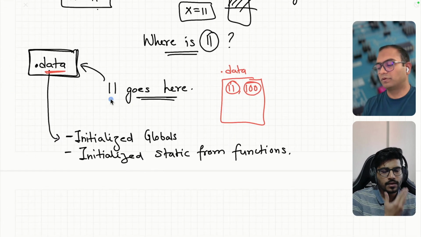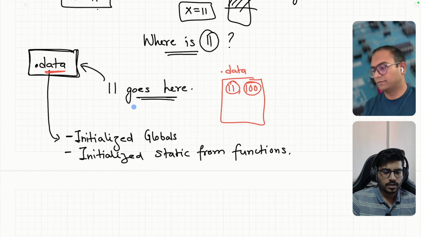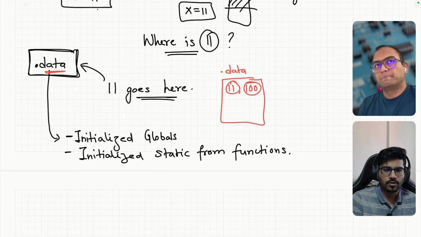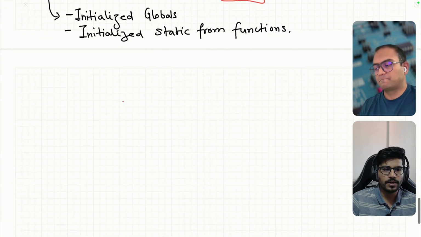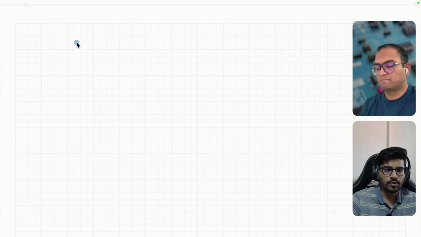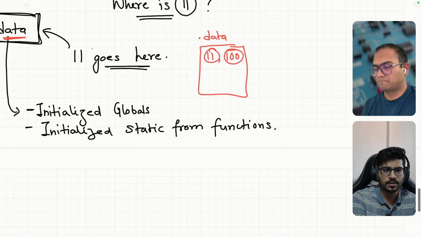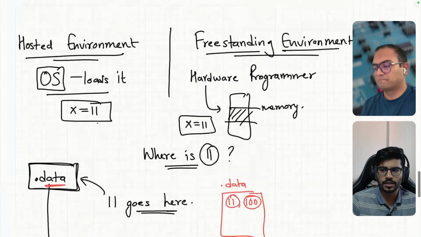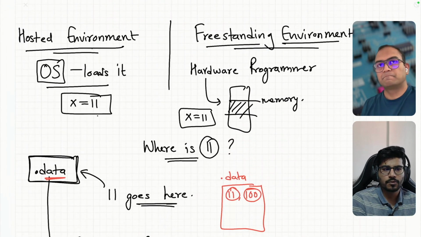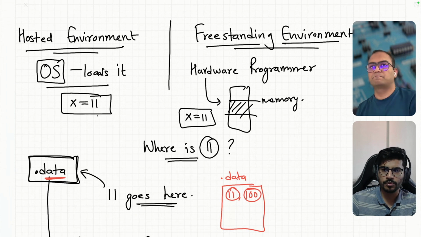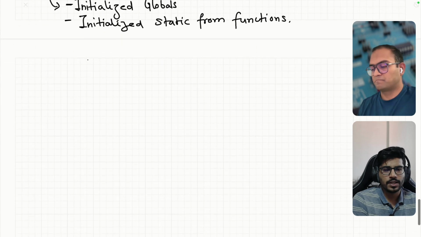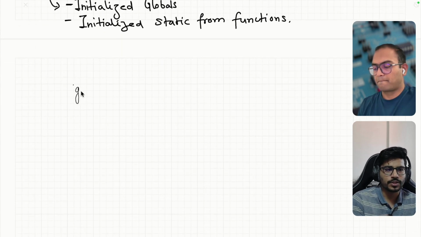Go ahead, Mohammed. So we were talking about 11 and 100. To drive this point home, we have our entire code. When we compile it, the compiler and linker both know what to keep where, and 11 and 100, which we saw above, would be placed in the data section. And in both the cases of hosted environment or freestanding environment, that data section would be somehow interpreted and loaded into the correct memory. So that's my key takeaway for the data section.